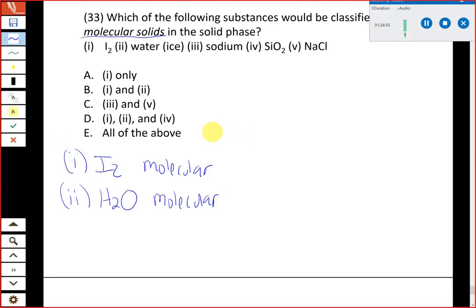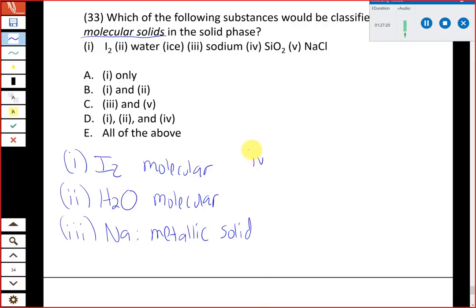If we go to number 3 here, which is sodium, we already dealt with sodium in a recent problem. Sodium, which is Na, is a metal, and any metal by itself, whether it's a main group metal or transition metal, a solid of that metal would be classified as a metallic solid, and that's one of the other major classifications. So this is not a molecular solid because it's not made up of molecules. Any metal would just be considered a metallic solid.